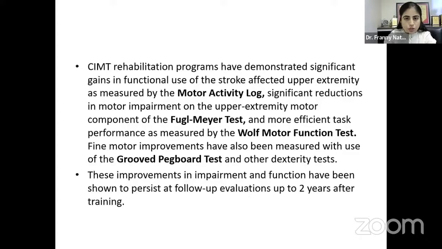We'll talk about the limitations of it and why modified CIMT came into existence. When the improvement with CIMT was studied, the outcome measures that showed its beneficial effects were the Motor Activity Log, the Fugl-Meyer test, the Wolf Motor Function Test, and fine motor improvements, which were assessed using the Grooved Pegboard test and other dexterity tests. It was seen that the effects of CIMT are long lasting, because in a study with follow-up evaluations up to 2 years after the training, the improvement still persisted.